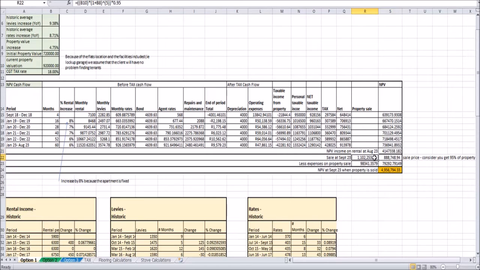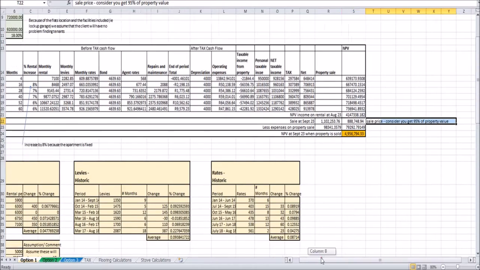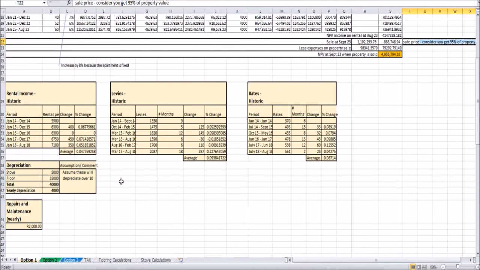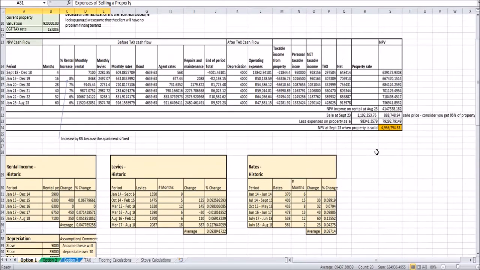Then looking at selling the property, taking into consideration that the property value will increase by 4.75% per annum. And in order to provide for risk and uncertainty, we can assume she will get 95% of the value. The model also took into consideration the expenses involved with selling the property. These are the costs involved. So, in conclusion, for this option we can see that the net present value is 4.9 million rand.